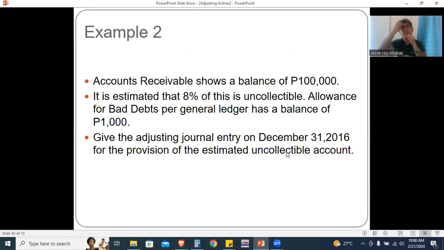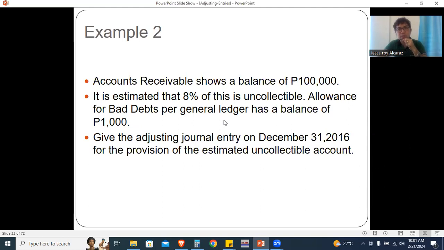Okay, example number 2. Accounts receivable show a balance of 100,000. Nagyapon siya 100,000. But at the same time, this time around, the allowance for bad debt reflects a 1,000. Sa ato pa, naa tay accounts receivable. And then we have a prior balance sa ato ang allowance for bad debt. Sa ato pa, last year, naka-record na ta og allowance for bad debts or doubtful accounts. Na siya balance nga 1,000 pesos. Okay? Still, this year, 8% daw gihapon ang uncollectible.